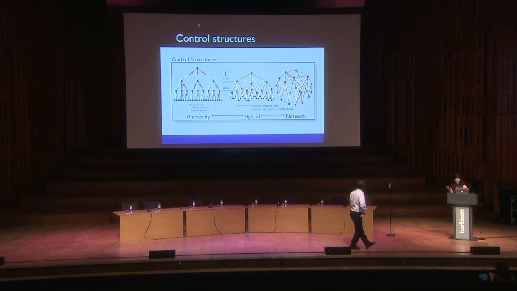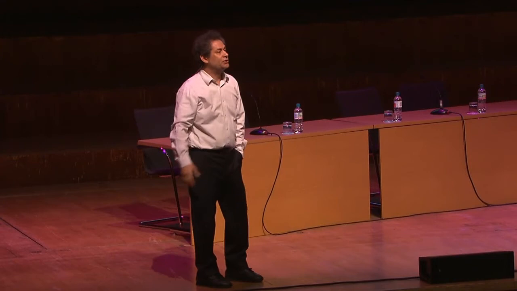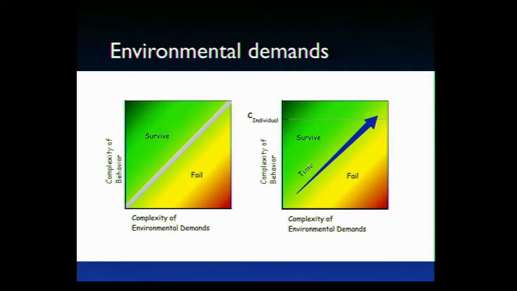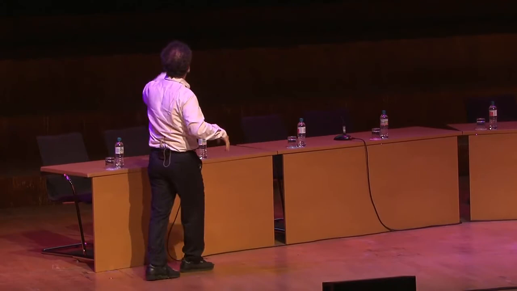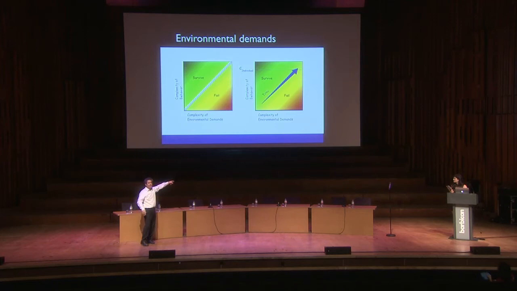So the next step in this discussion is to think about history. What is the process of change of organizations? In order to get there, what I have on the left here is a figure that represents Ashby's law of requisite variety. The vertical axis is the complexity of behavior of the entity, the organization. And the horizontal axis is the complexity of the environmental demands on the system. And what Ashby's law tells us is that we better not be below the diagonal, right? If you're below the diagonal, then your complexity is less than the complexity of the environment, you're finished. Clear?